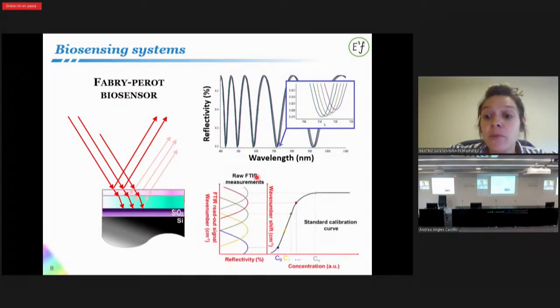As a readout method, we usually use a standard and well-known technique in the science area, that is the Fourier transform spectrometer, which gives a reflected spectrum from this Fabry-Perot biosensor in every step of the immunoassay. Thus, if the variation of this spectrum is represented against the concentration of the detected biomaterial, a standard curve can be drawn.